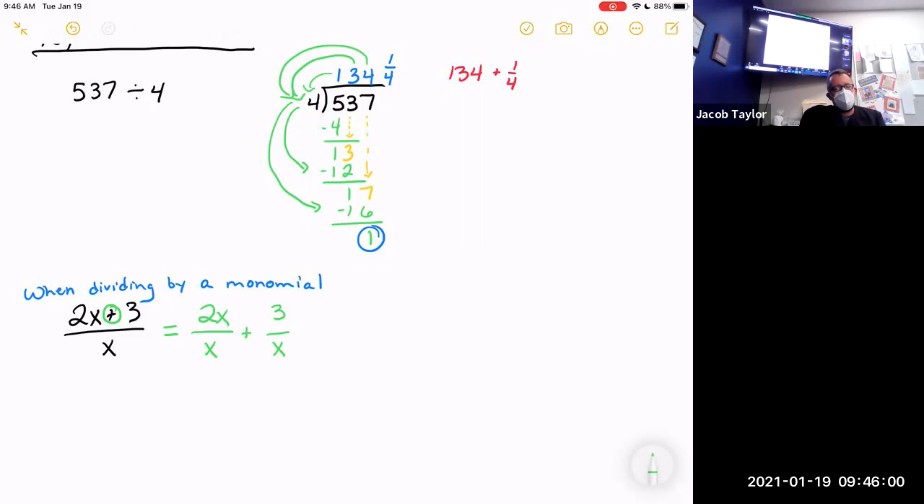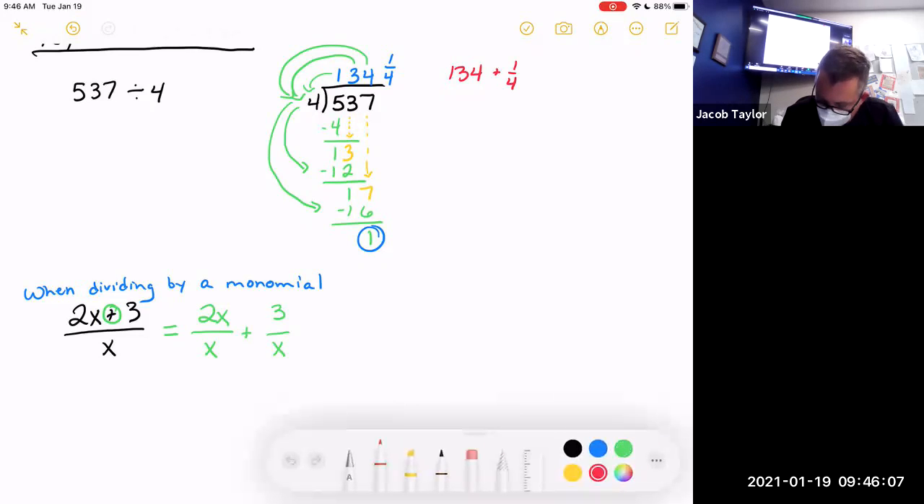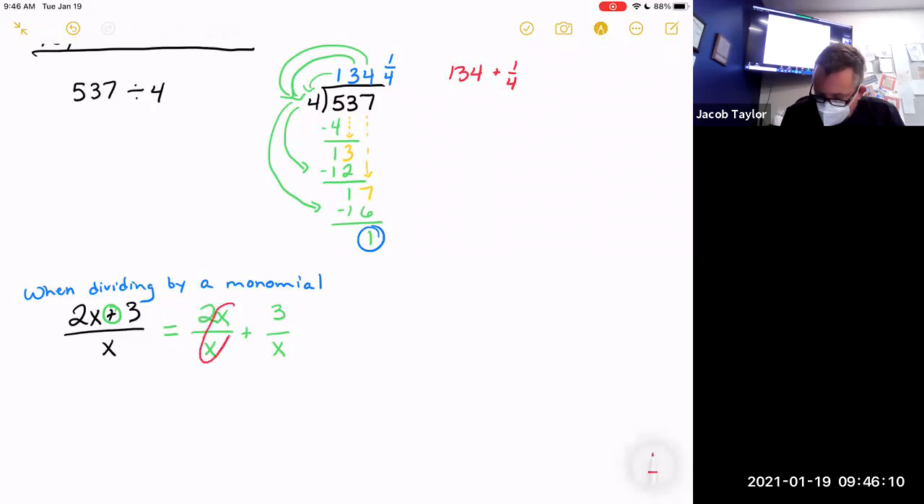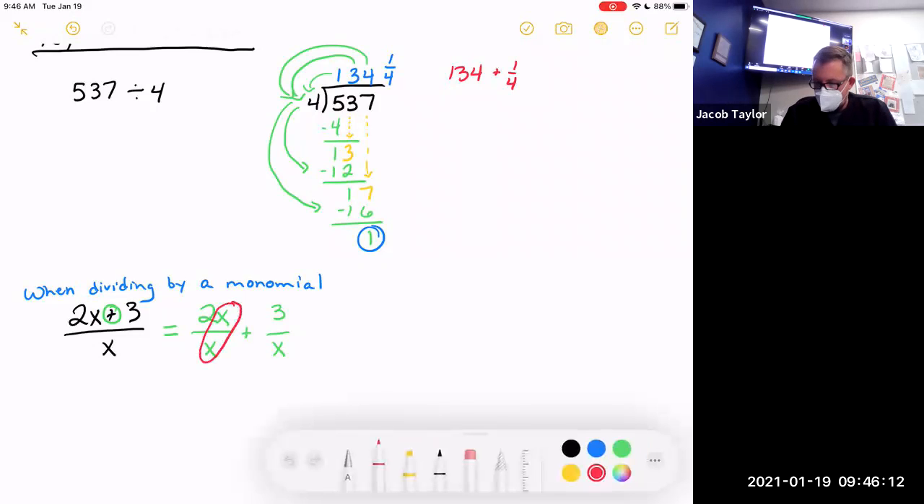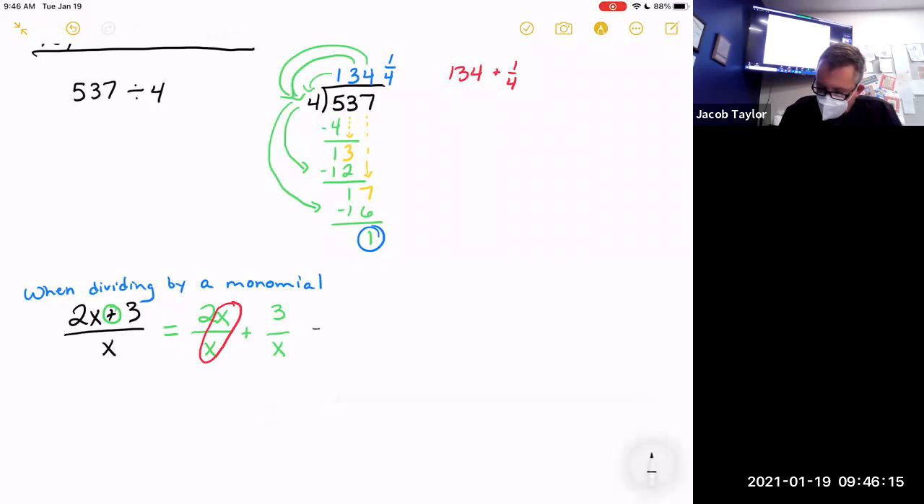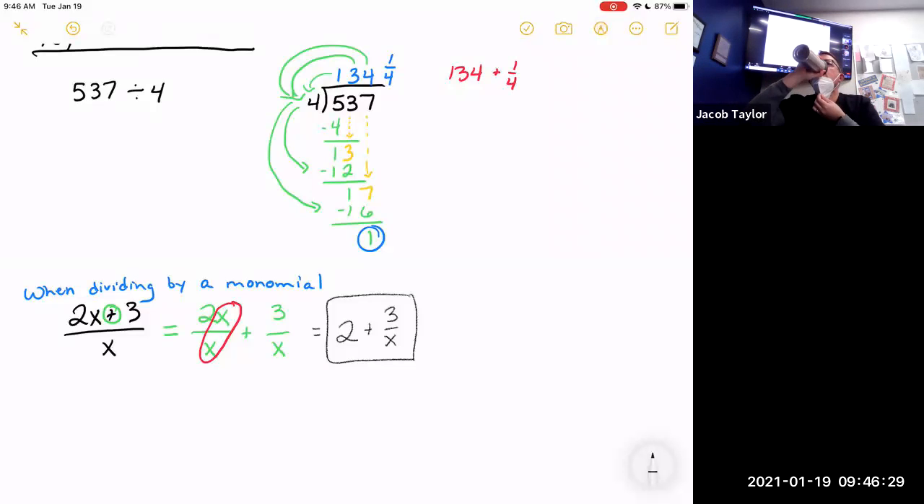Although when I'm looking at this answer that I wrote, 2x over x plus 3 over x, I do notice something that can reduce. I do notice some canceling I can do, which is in this first one, I have an x over x, which will cancel. X divided by x is 1. So I could then write my answer as 2 plus 3 over x. And that actually is going to be the best answer. That is the simplified, reduced answer.